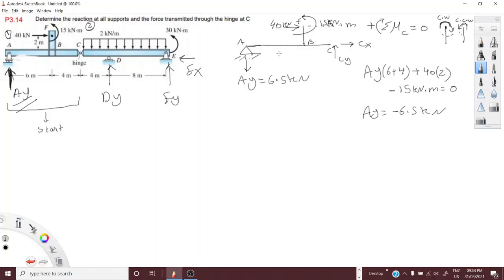And from here we can find CY. This is a roller, guys. From here we can find CY easily by applying summation of Fy equal to 0. Upward is positive, so CY upward minus 6.5 equal to 0. That's it. So CY is equal to 6.5 kilonewton.